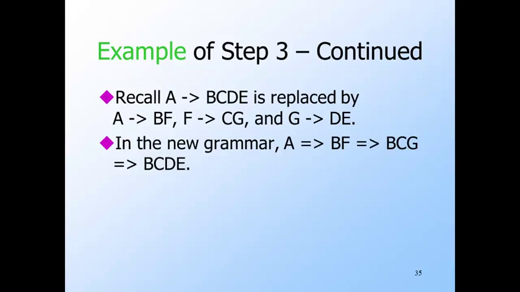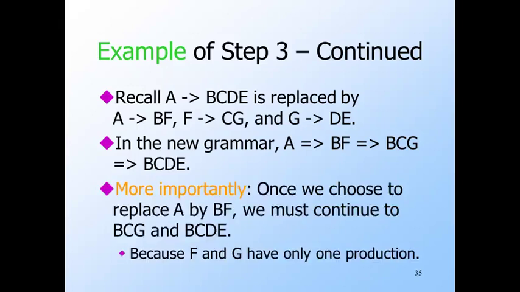These three productions can simulate the effect of the original production, although they take three steps to do so. Thus, making this change surely allows the new grammar to generate anything the old one did. But the new grammar doesn't generate anything the old one didn't, so their languages are the same. The reason is that once we choose to replace A by BF, we are forced to replace F by CG and then G by DE because these two variables have only one production.